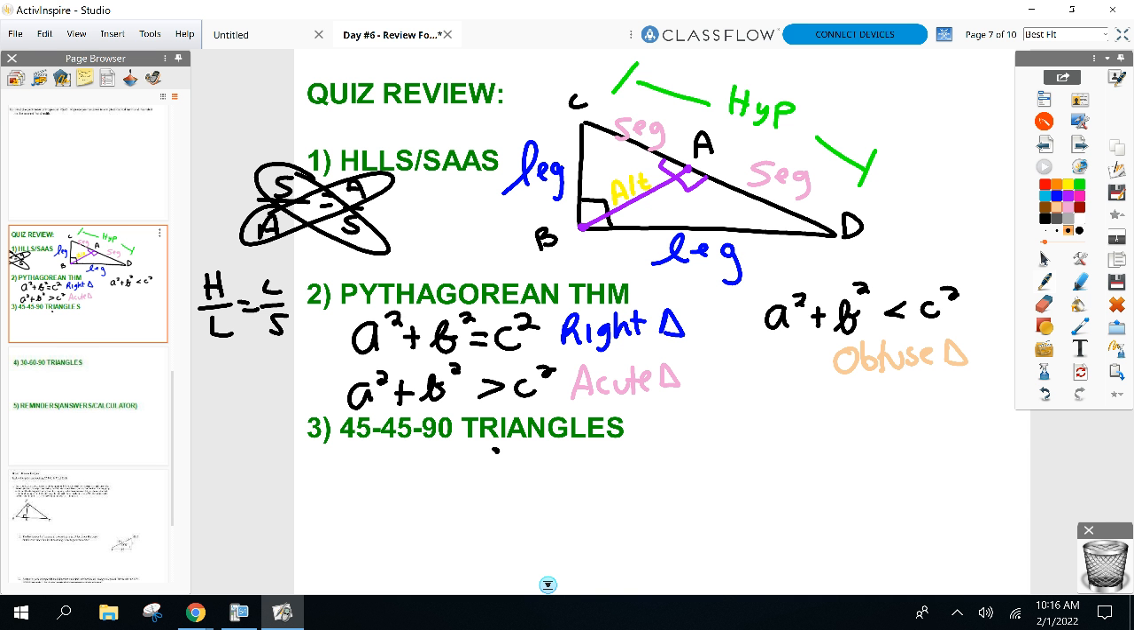Just don't forget about Pythag. Everyone's so into Hills and Sass and the special triangles that we always forget Pythag. If you have two sides and you need a third, Pythag might be your go-to. Any questions there?